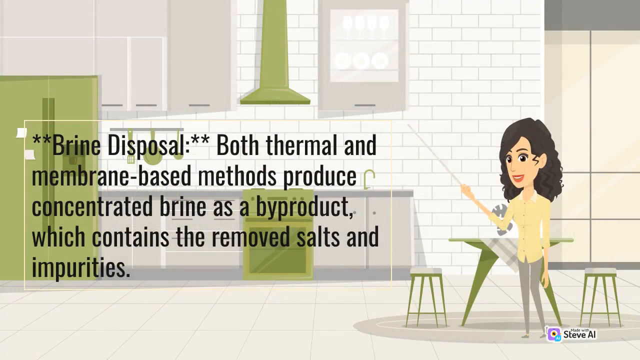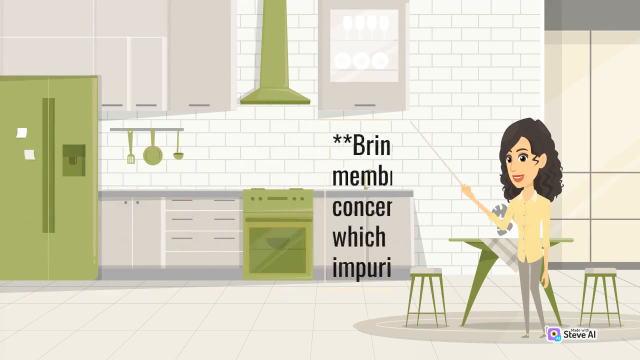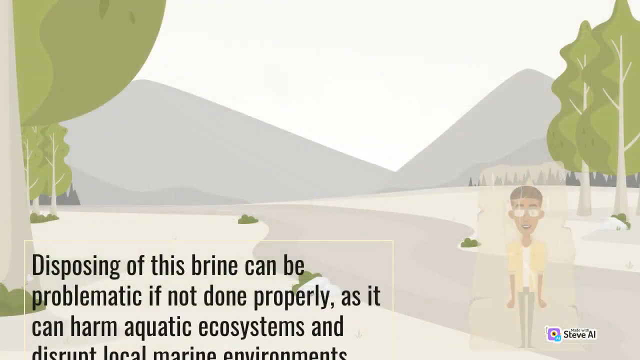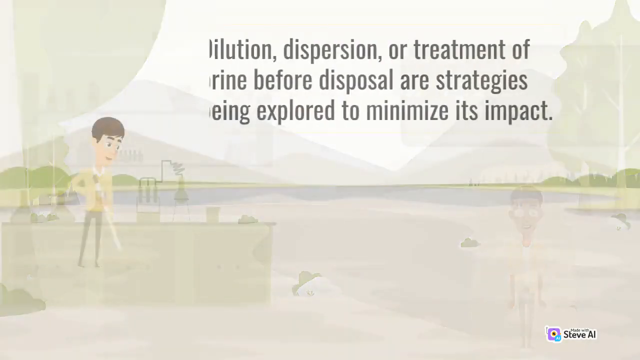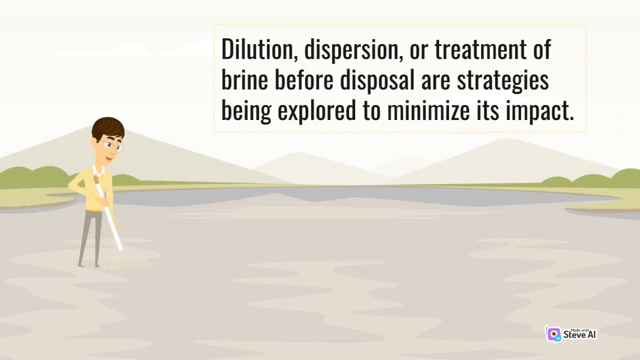Brine disposal. Both thermal and membrane-based methods produce concentrated brine as a byproduct, which contains the removed salts and impurities. Disposing of this brine can be problematic if not done properly, as it can harm aquatic ecosystems and disrupt local marine environments. Dilution, dispersion, or treatment of brine before disposal are strategies being explored to minimize its impact.